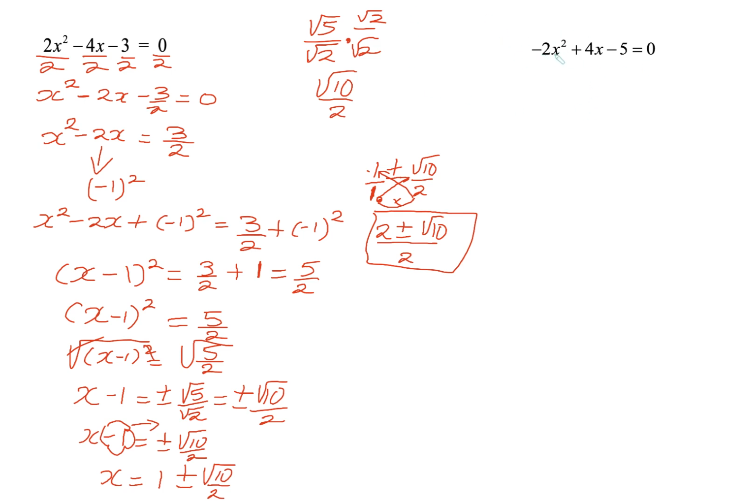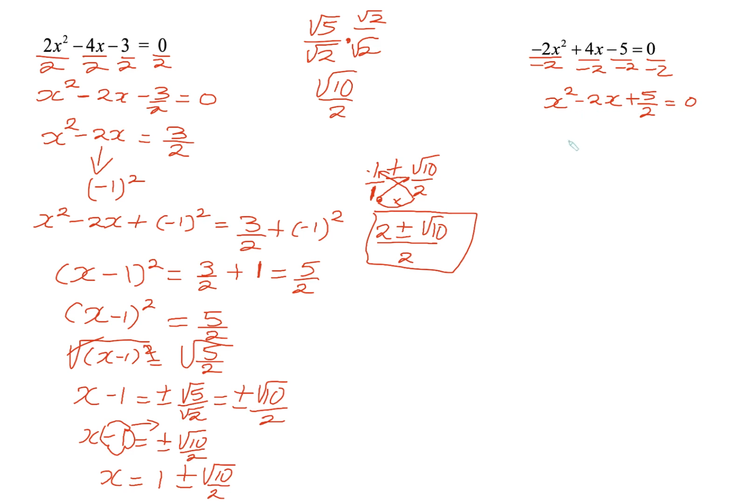Again, we have negative 2x squared plus 4x minus 5 equals 0. Remember, when you're completing the square, the coefficient in front of the x squared should be a 1. So I have to go here and divide every one by negative 2. So this becomes x squared. Now be careful with your signs. This will become negative 2x. And then 2 negatives become a positive. So that will be a positive 5 over 2 equals 0.